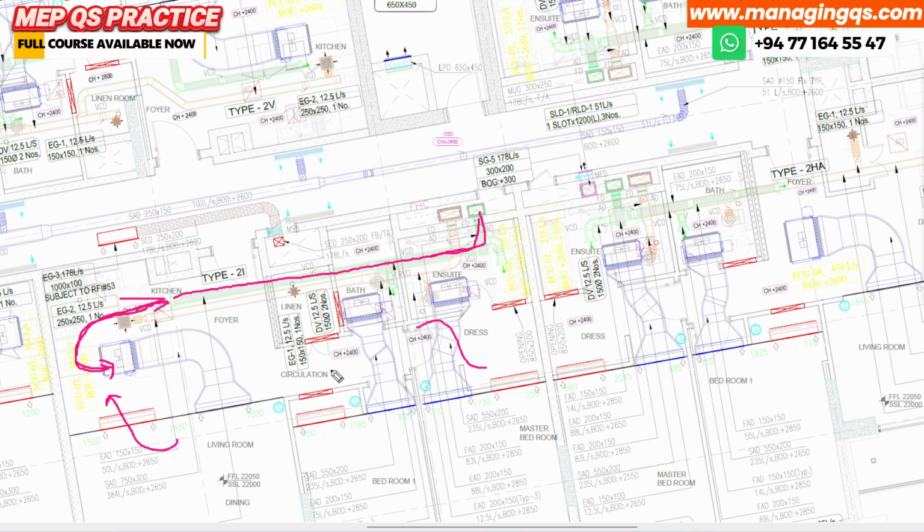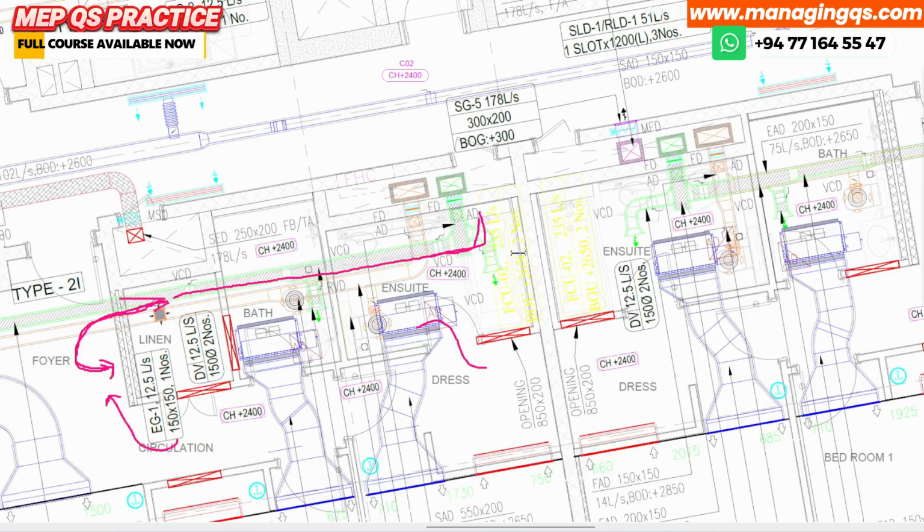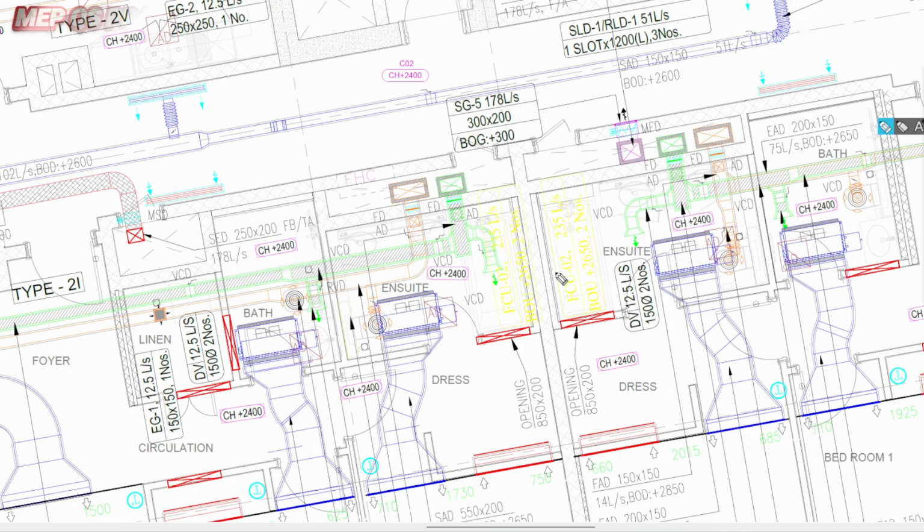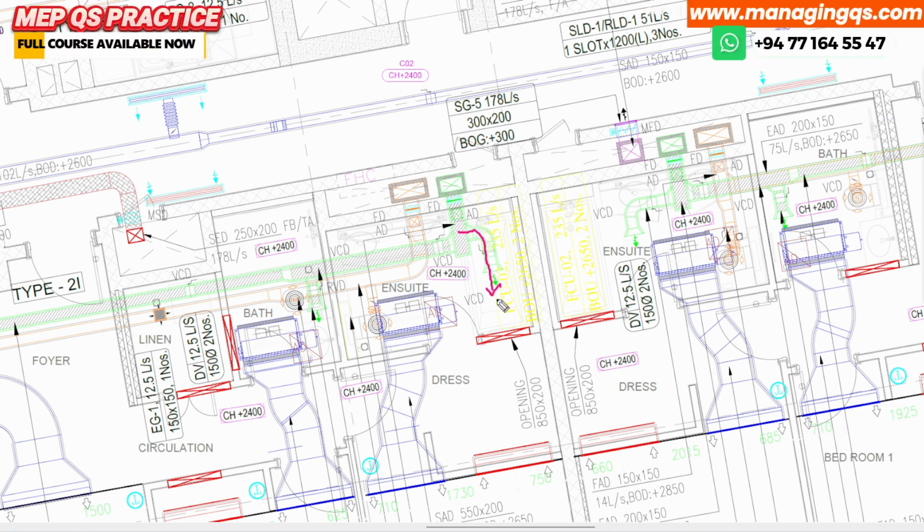The same concept. You can also see here the fresh air coming through this way. This air also goes through the FCU. The same concept here, there's fresh air, and this air also comes through this way.